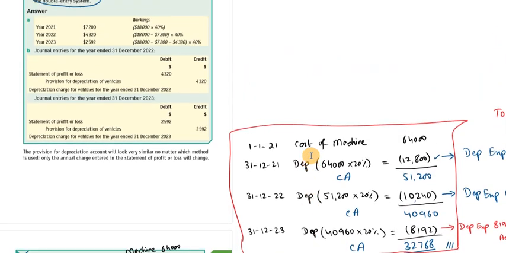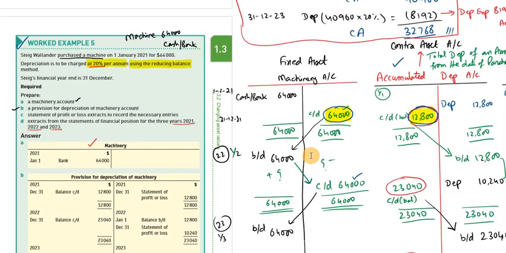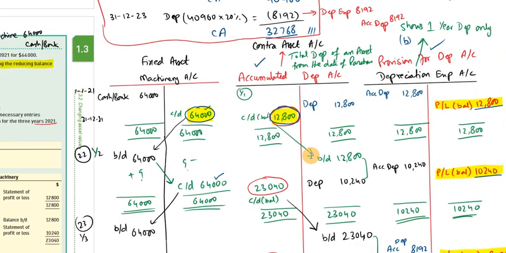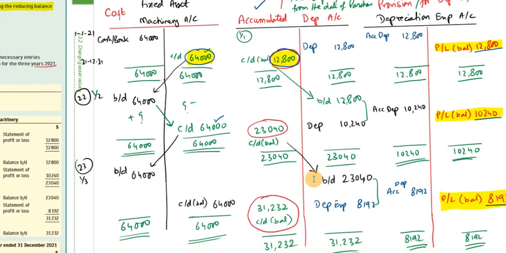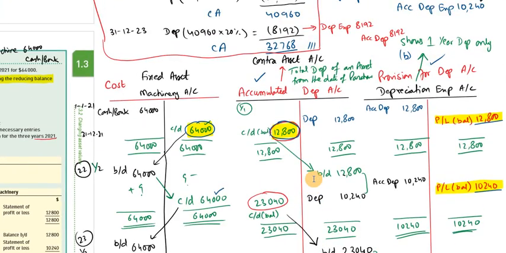In the last class, we discussed depreciation. We made three accounts related to the non-current asset, that is the fixed asset. Number one is the fixed asset cost account. Second, the fixed asset accumulated depreciation account. Another name for the accumulated depreciation account is the contra asset account. And the third account is the depreciation expense account, also called the provision for depreciation expense account. So in the last class, we discussed and made these three accounts.